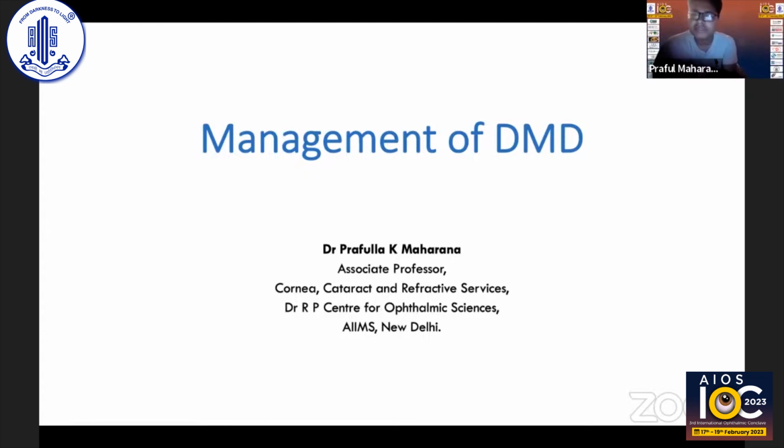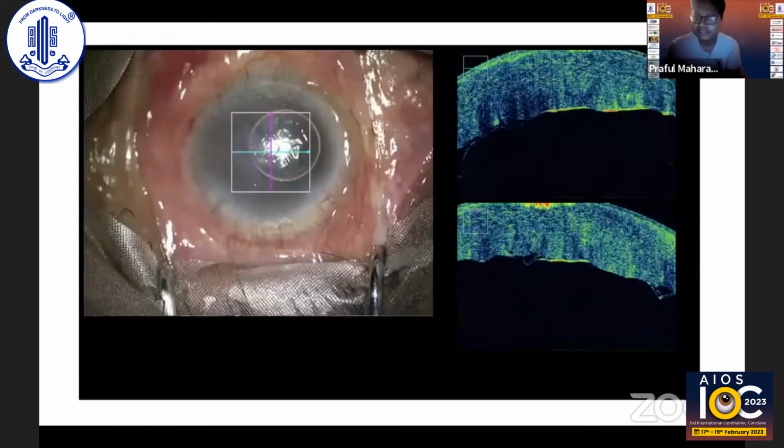I'll be talking on the topic of Descemet membrane detachment. Myself, Dr. Prafulla, I am an Associate Professor at RP Center, AIIMS, New Delhi.